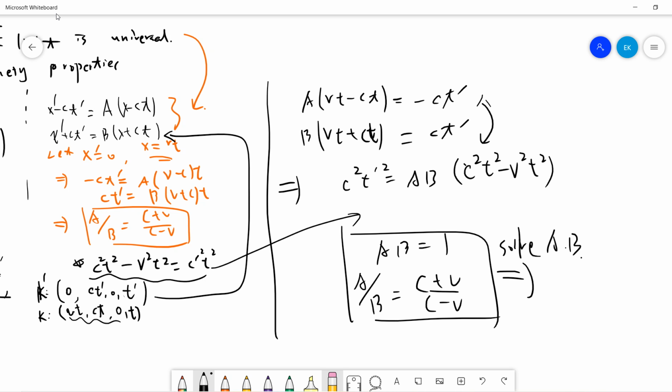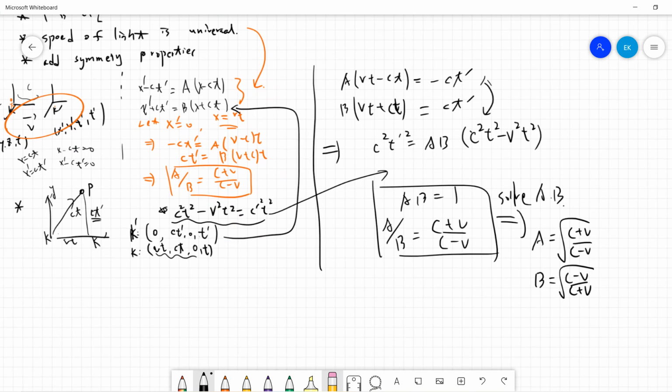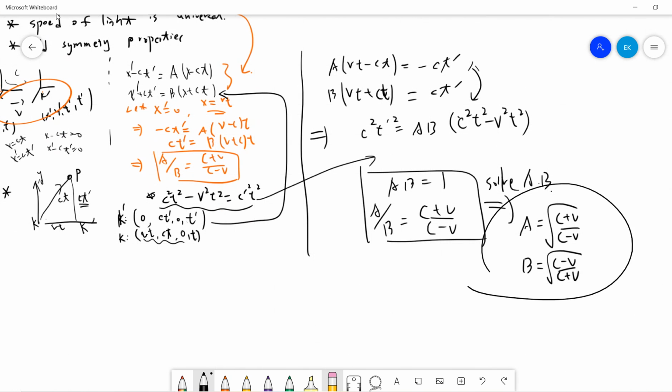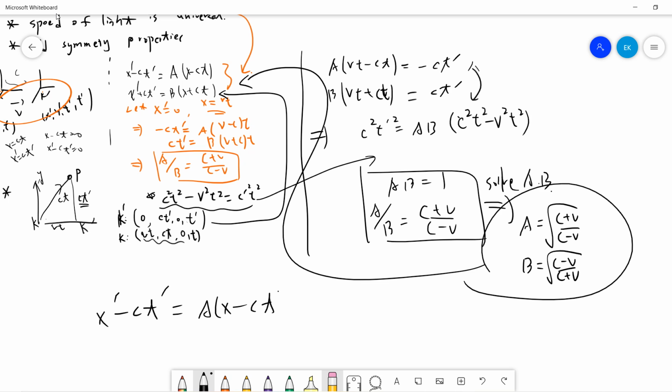Okay, so the result will be: a is just the square root of (c plus v) over (c minus v), and b is the square root of (c minus v) over (c plus v). Okay, so for the final result, you just put them back. So we got x prime minus ct prime is a times (x minus ct), and we know a, and x prime plus ct prime equals b times (x plus ct).